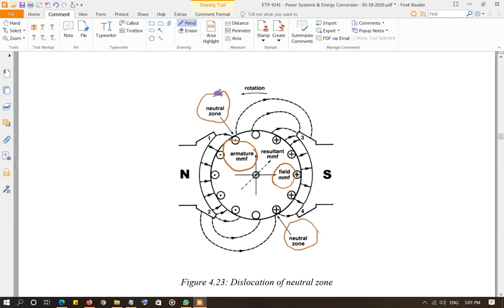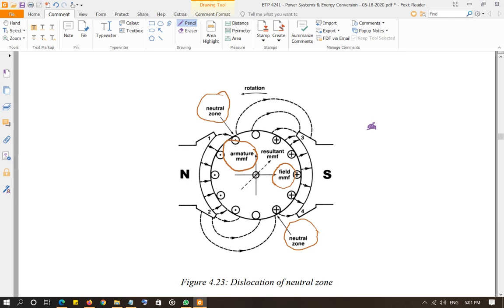Now remember, you're not changing the location of the brushes. So now the brushes are touching the commutator segments that are connected to coils that are no longer along the neutral zone. They will have voltage induced in those coils, and the coils will short circuit the commutator segments, the same thing is going to happen. You have less voltage induced, you have sparking at the brushes, and the life of the brushes is going to go down. So this whole phenomenon is called armature reaction.